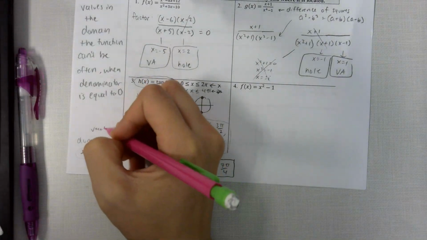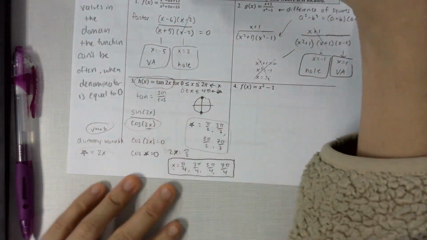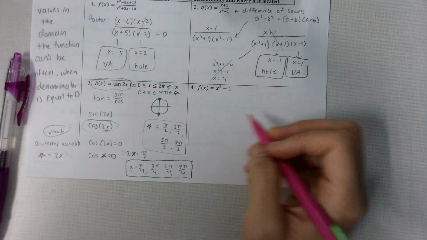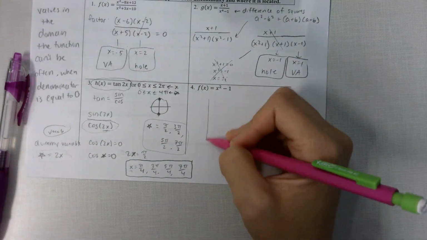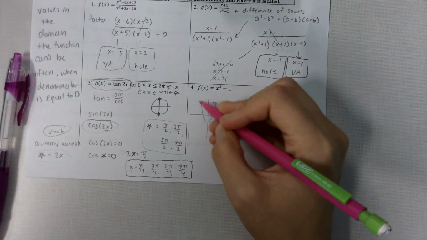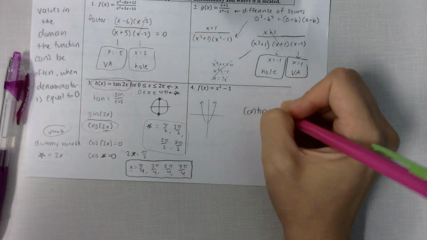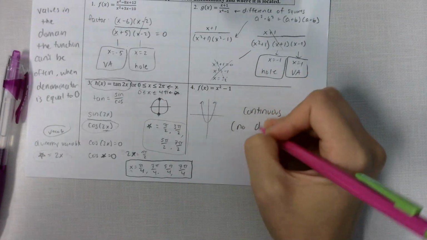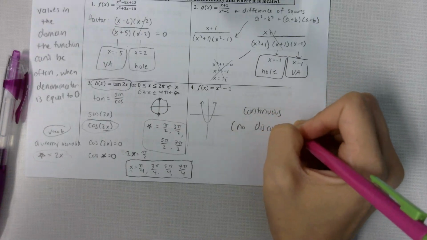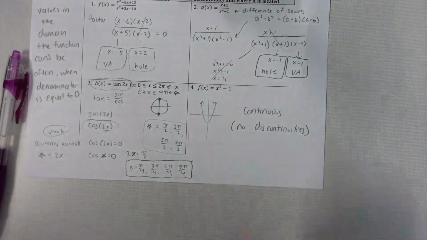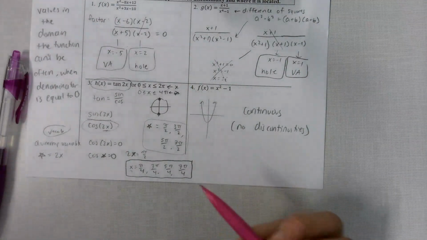Vocab. Hopefully you remember. Alright, and then this one, if you think about it, there's no denominator. If you were to draw this graph, it would look like a parabola, and your pencil would not move. So this is continuous, which means there are no discontinuities. So that one's easy at the end. Just making sure you can tell when there's a discontinuity and when there isn't.